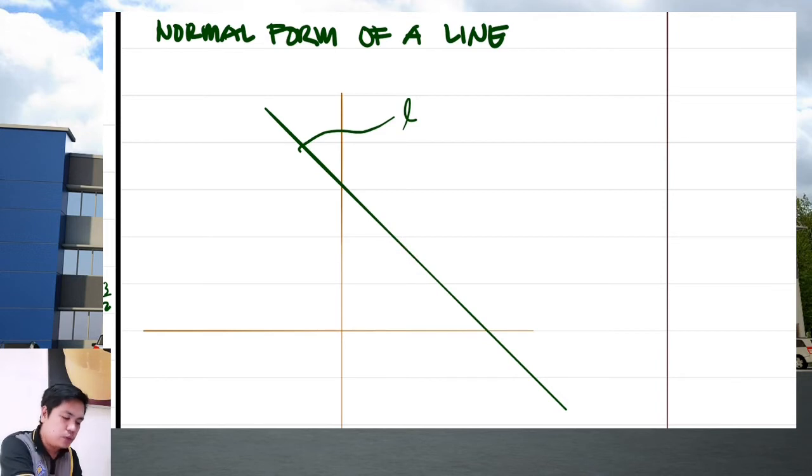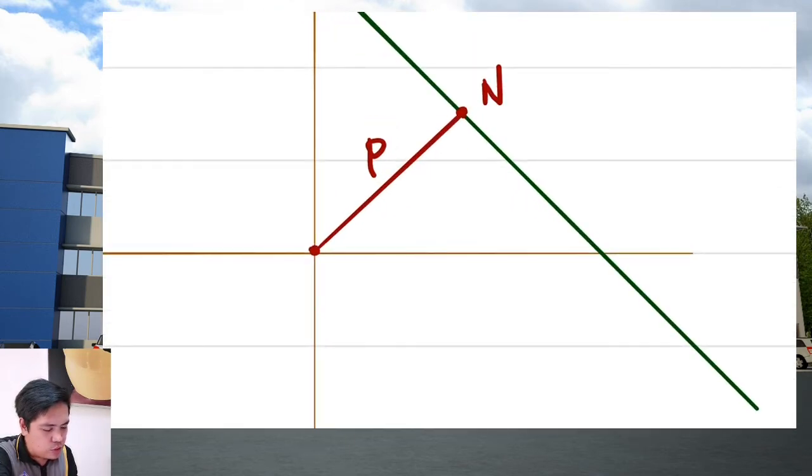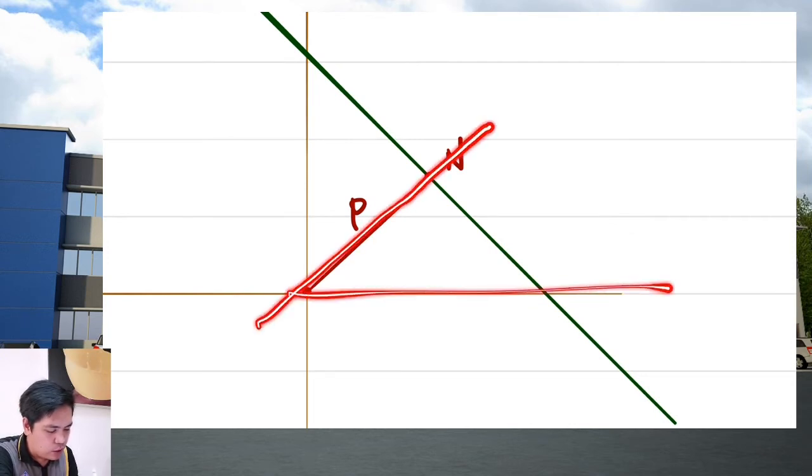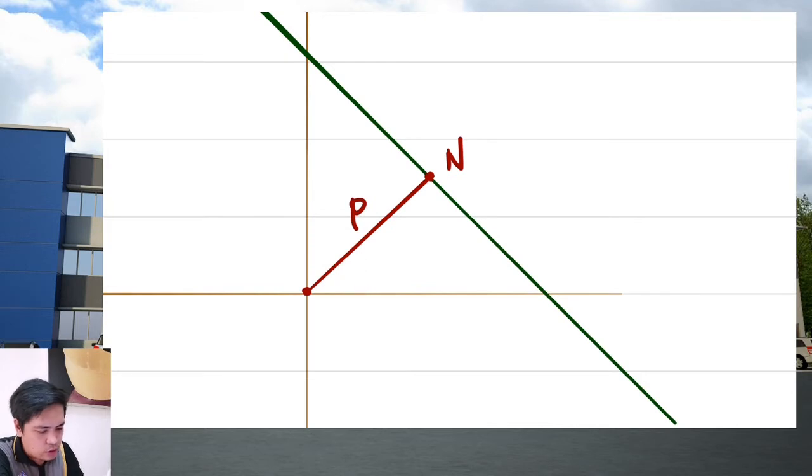Ito. Okay. So, ito siya. Let's denote that. Let's change the color. Let's denote this as small letter P. So, that is the normal intersection. So, it will intersect here. Tapos, it starts from the origin. Okay. Now, the intersection, let's call that point N. Okay. Then, let's introduce an angle in which this point P forms with the horizontal axis. So, let's call that alpha. So, this angle is alpha.